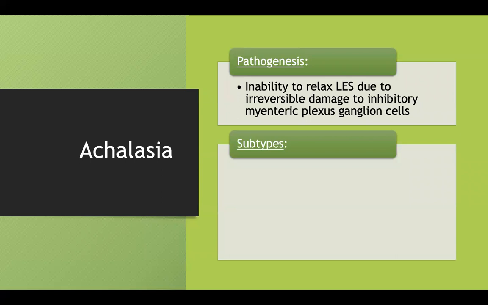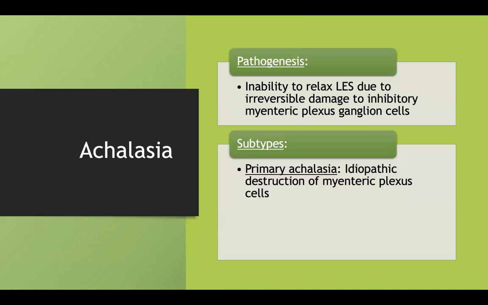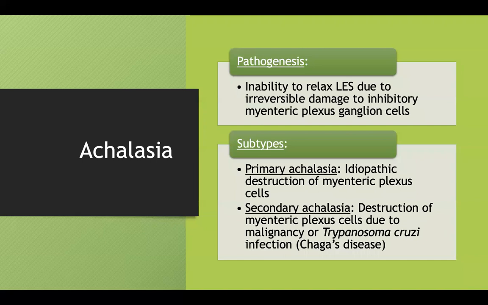There's two ways this can happen. So how do your myenteric nerve ganglion cells get damaged? The first way is primary achalasia, which means we have no idea, basically. Your cells are dying, but it's all idiopathic, which just means we don't know the cause. Kind of like primary hypertension, we don't know why somebody's hypertensive, whereas secondary hypertension, we know the cause. And so same thing, in secondary achalasia, we know the cause.